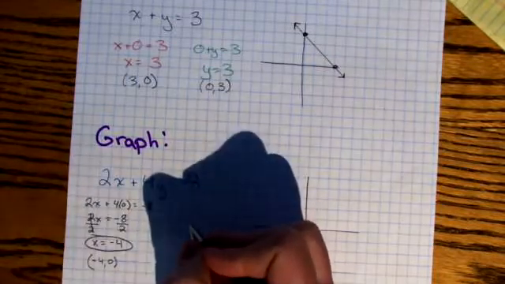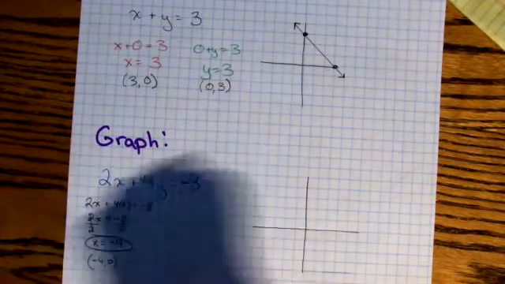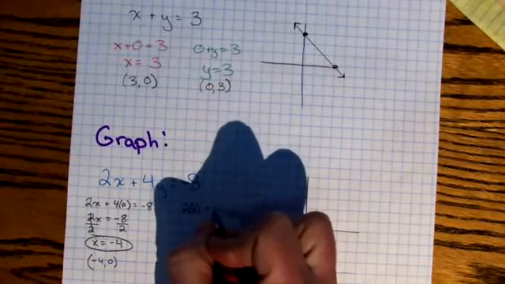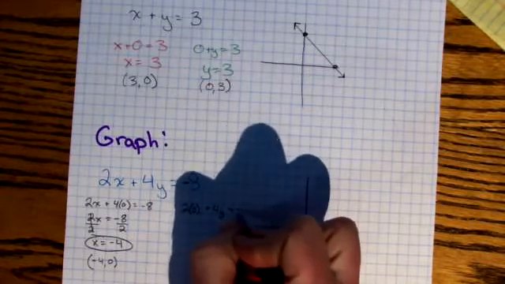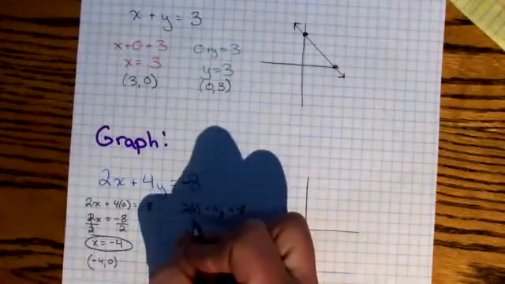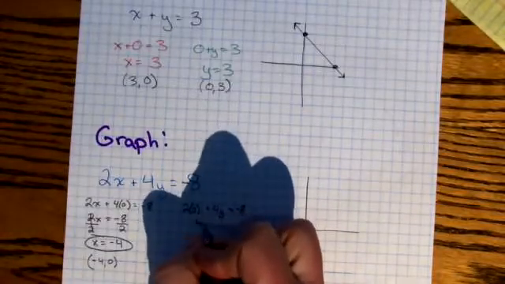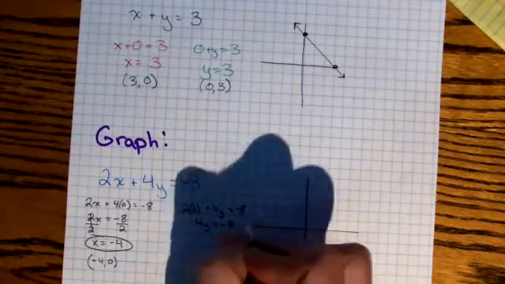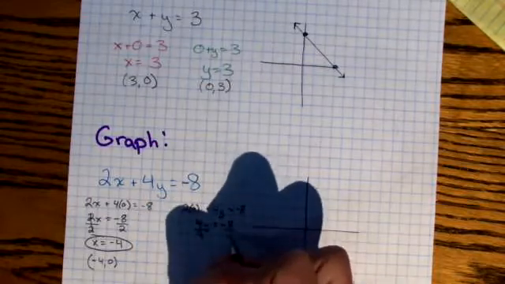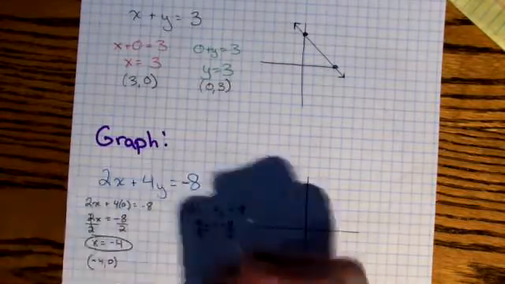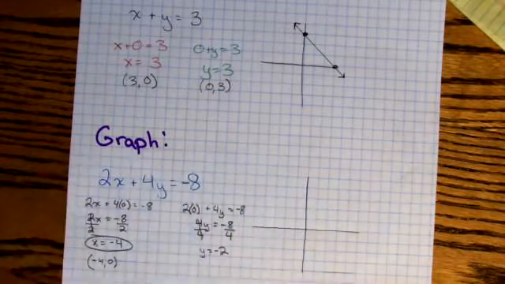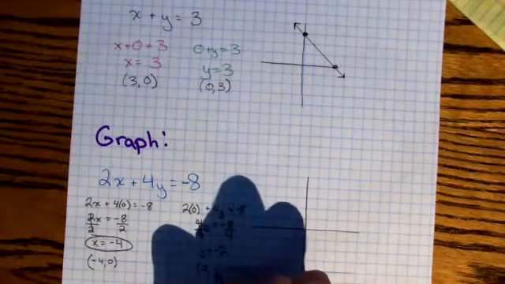And then we need to find our y-intercept. So we're going to plug 0 in for x. So 2 times 0 plus 4y equals -8. Remember, 0 times anything is 0. So basically we have 4y equals -8. Divide by 4, divide by 4. y equals -8 divided by 4, which is -2. So we would have the point 0 comma -2.